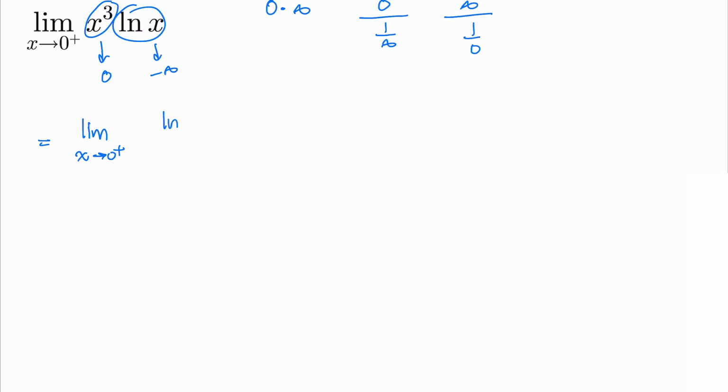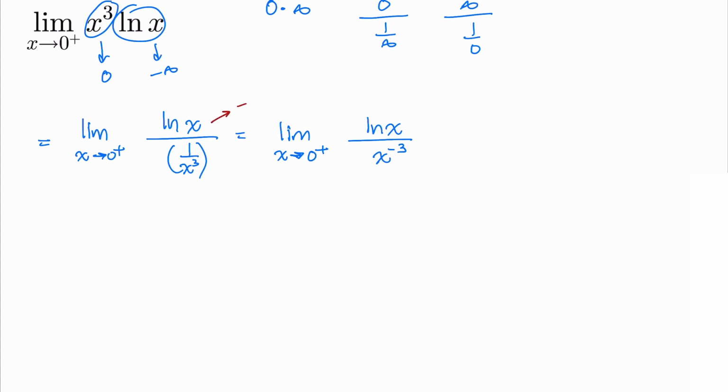So we're going to write the natural log of x divided by 1 over x to the third, which, remember, thinking ahead about derivatives, is the limit as x approaches 0 from the right of natural log of x over x to the negative 3. Okay, so just to double check, by rewriting that, what have we done?